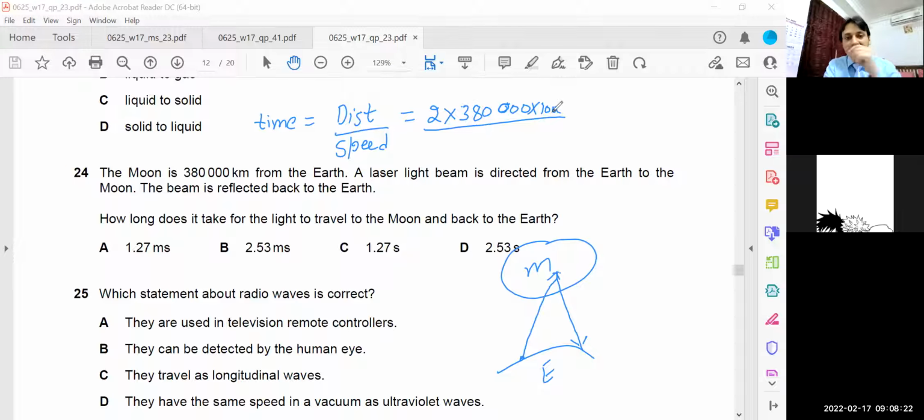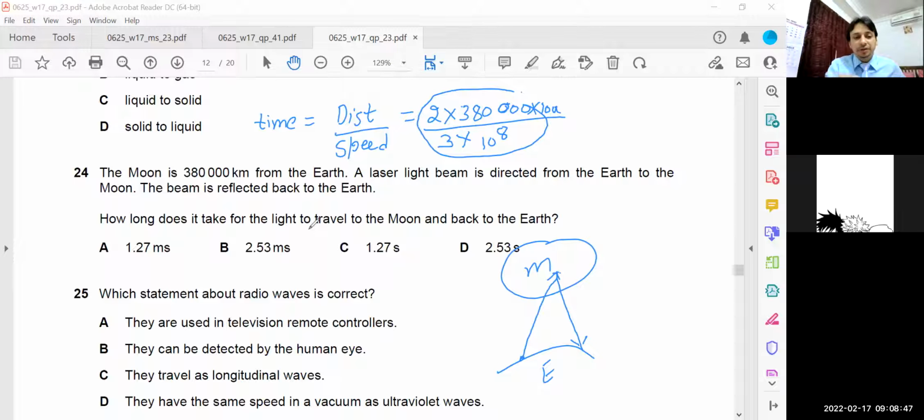Speed of the laser beam. What kind of light is it, children? It travels with the speed of light, and the speed of light value I know, 3 times 10 to the power 8. Now, children, you have to divide it and then tell me your answer. Do this calculation in calculator.